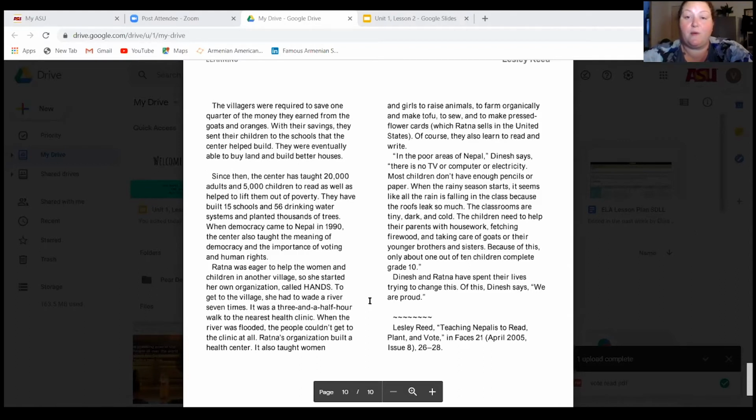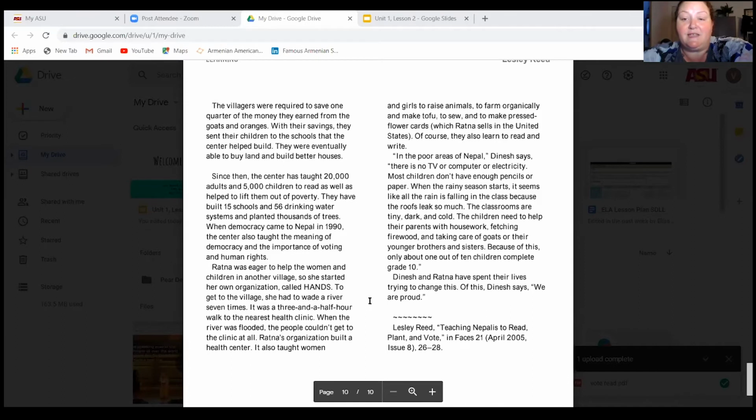It also taught women and girls to raise animals, to farm organically, to make tofu, to sew, and to make pressed flower cards. When Ratna sells them in the United States, of course, they learn to read and write. In the poor areas of Nepal, Dinesh says there is no TV or computer or electricity. Most children do not have pencils or paper.